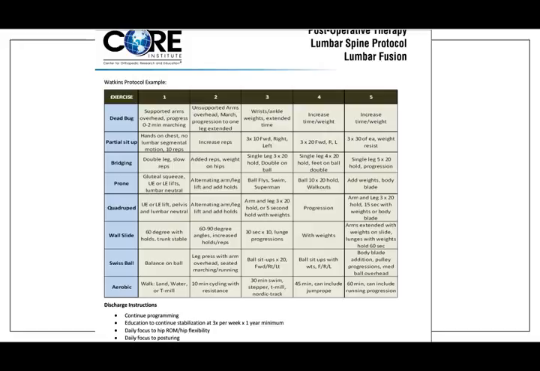1 is the easiest, 5 would be the hardest. So I want you to maybe pause it here and then look through this, and we're going to try to do this in class as well.